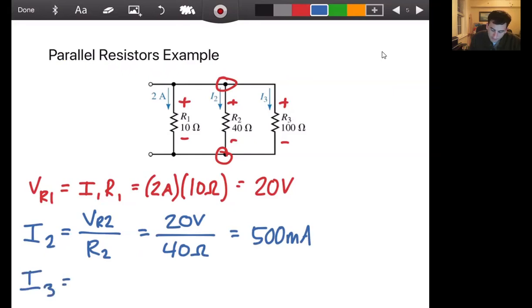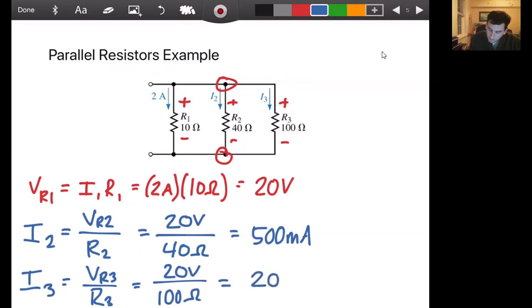Same process for solving for I3. Voltage drop across R3 divided by R3. Again, that same 20 volts because everything is in parallel. R3 has a resistance of 100 ohms. So we have 200 milliamps through R3.